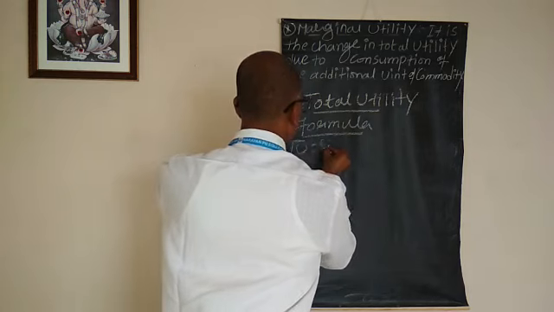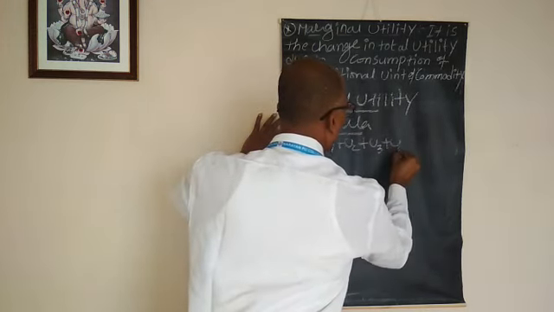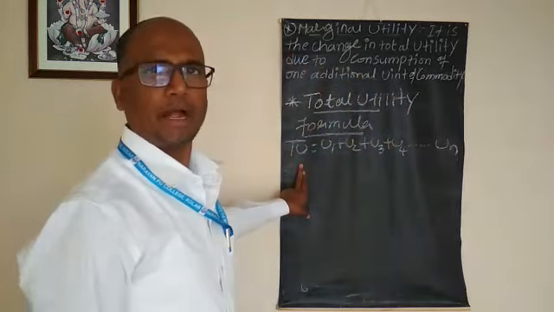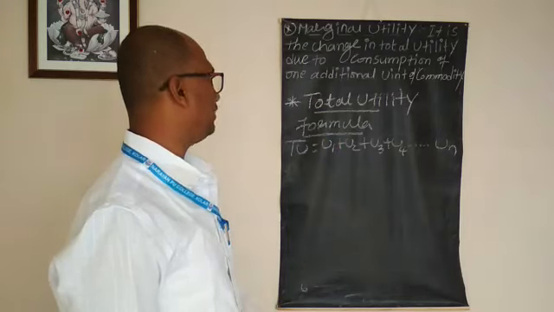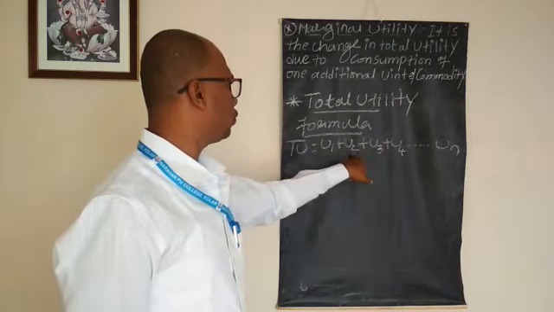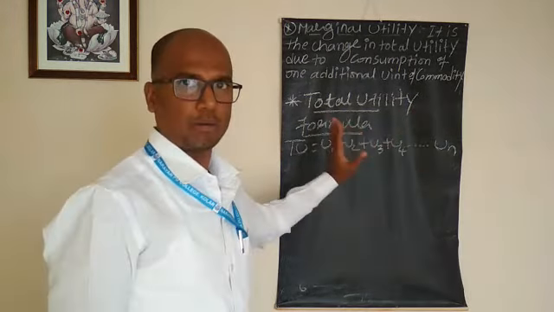TU is equal to U1 plus U2 plus U3 plus U4 plus ... UN, and so on. Point to be noted: this is the formula to obtain the total utility. TU is equal to U1 plus U2 plus U3 plus U4, and so on, is the formula.